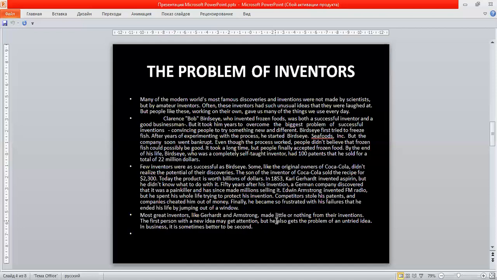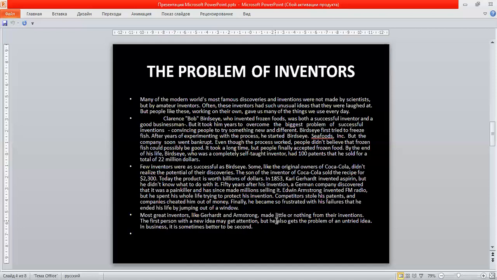Birdseye, who was a completely self-taught inventor, had 100 patents that he sold for a total of $22 million. Few inventors were as successful as Birdseye. Some, like the original owners of Coca-Cola, didn't realize the potential of their discoveries. The son of the inventor of Coca-Cola sold the recipe for $2.3 million. Today, the product is worth $1 billion.